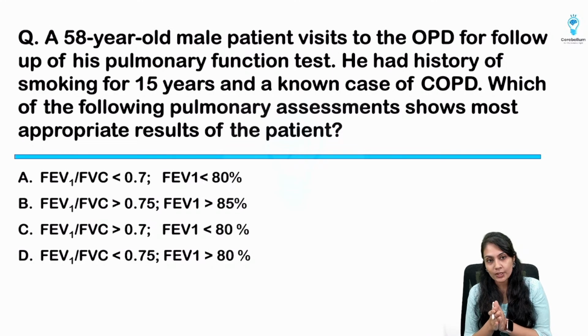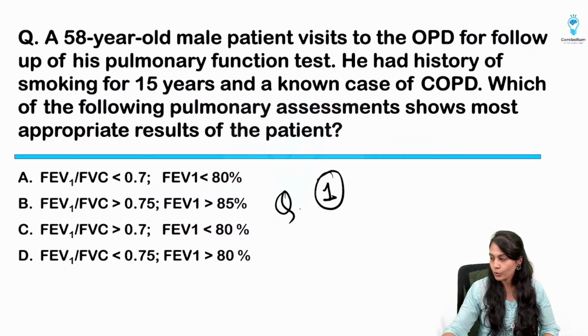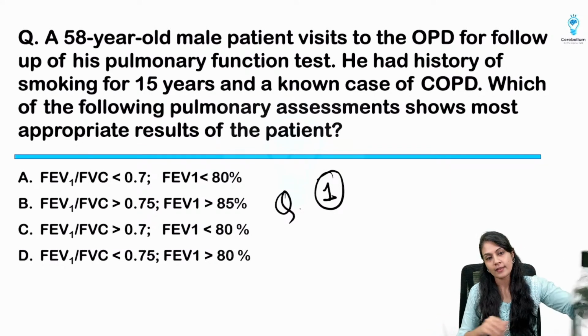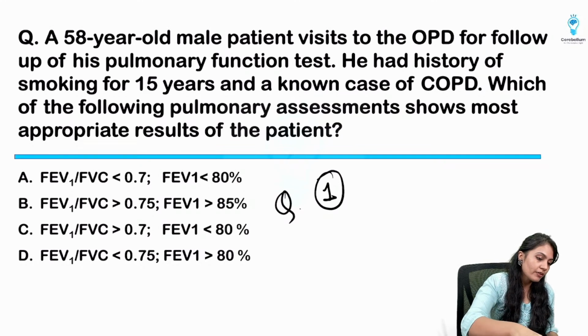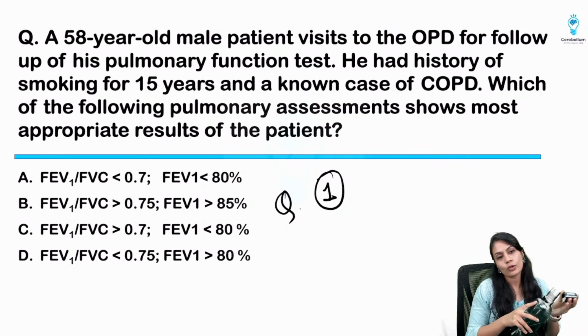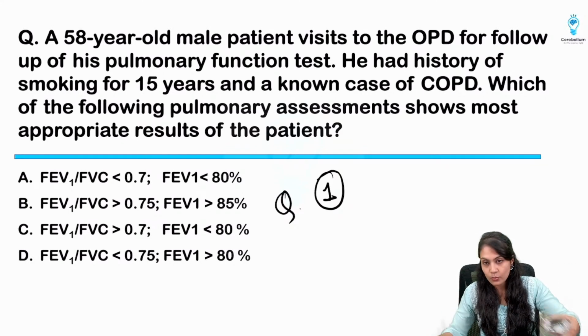The COPD patient is there. Question number 1, I want the answers from you guys. Question number 1 is saying that there is a COPD patient. COPD means it is an obstructive lung disease. I have given you the hint. So tell me what is going to happen to the Tiffeneau-Pinelli index and FEV1 per se. What is going to happen?